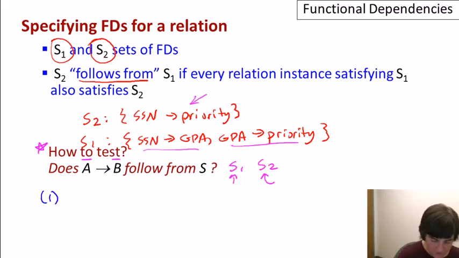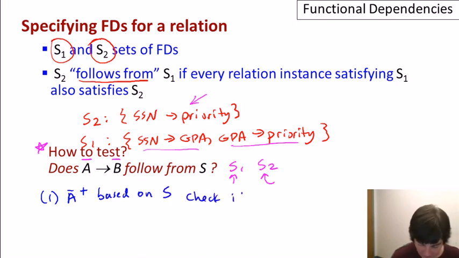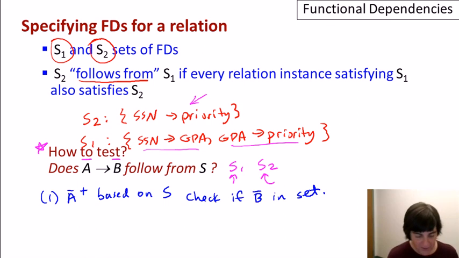One of the ways is to use the closure. We'll compute A plus based on the functional dependencies that are in S, and then we'll check if B is in the set. Reminder, computing the closure tells us every attribute that's functionally determined by the attributes in A based on the functional dependencies in S. If those include B, then A determines B does indeed follow from S.